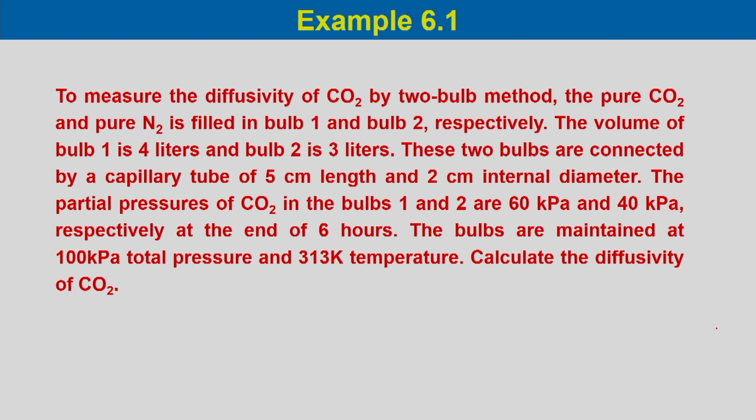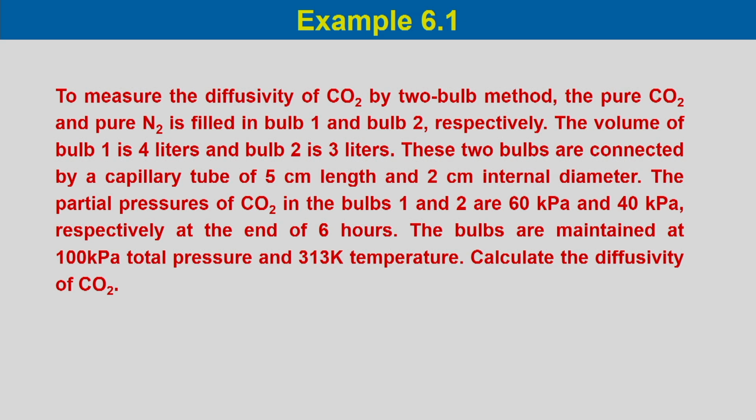Now, let us consider an example. To measure the diffusivity of component A, carbon dioxide, by the two bulb method, pure carbon dioxide and pure nitrogen are filled in bulb 1 and bulb 2 respectively. The volume of bulb 1 is 4 liters and bulb 2 is 3 liters. These two bulbs are connected by a capillary tube of 5 centimeter length and 2 centimeter internal diameter.